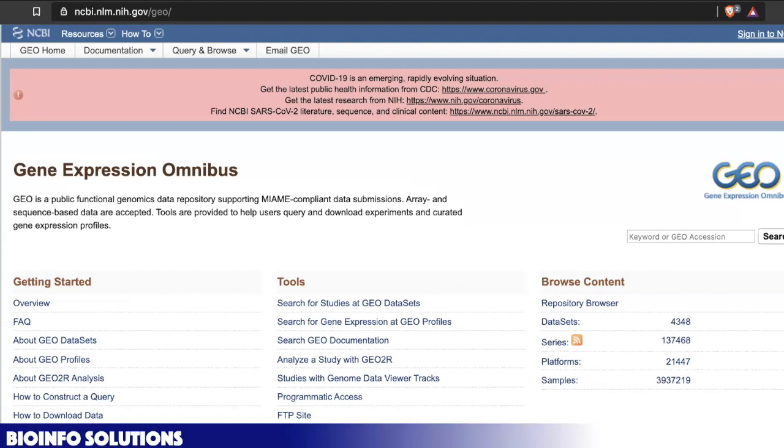If you're getting into research, you should know this data site because this is pretty much where we're putting all our data. And if you look on this side right here, there's almost 140,000 different studies in GEO right now, containing about 4 million samples. There are lots and lots of cures, lots of insight in all this data.